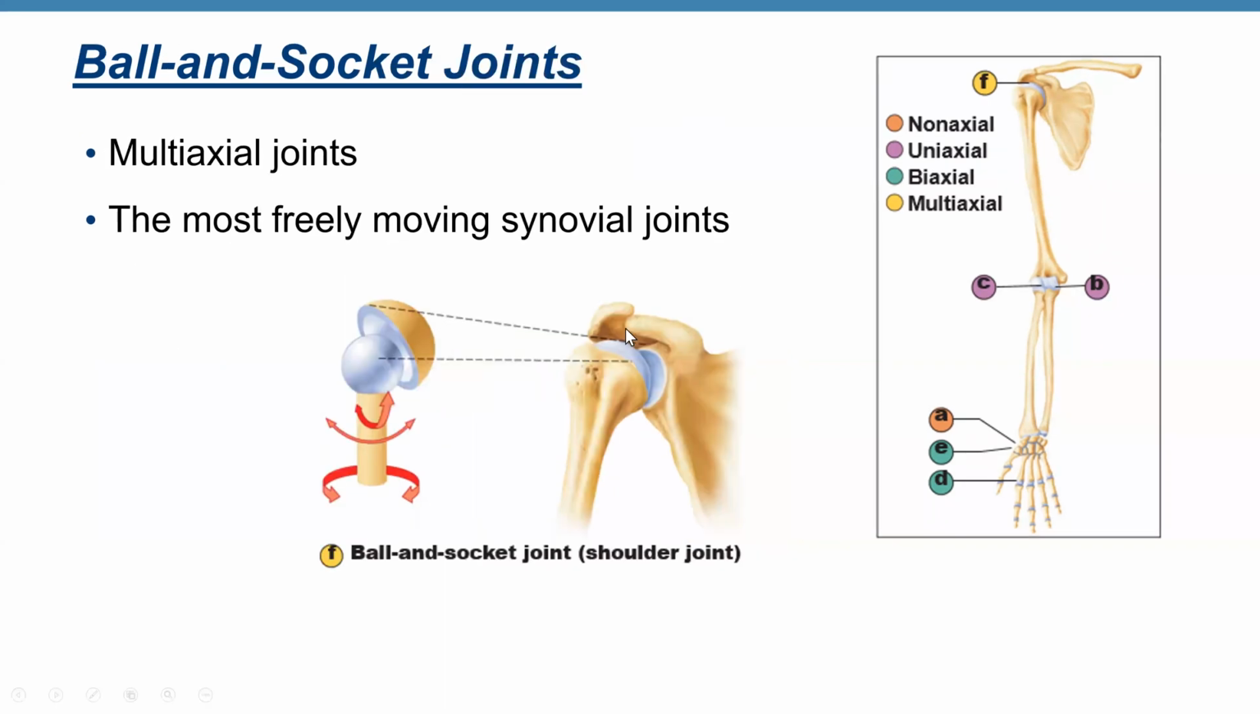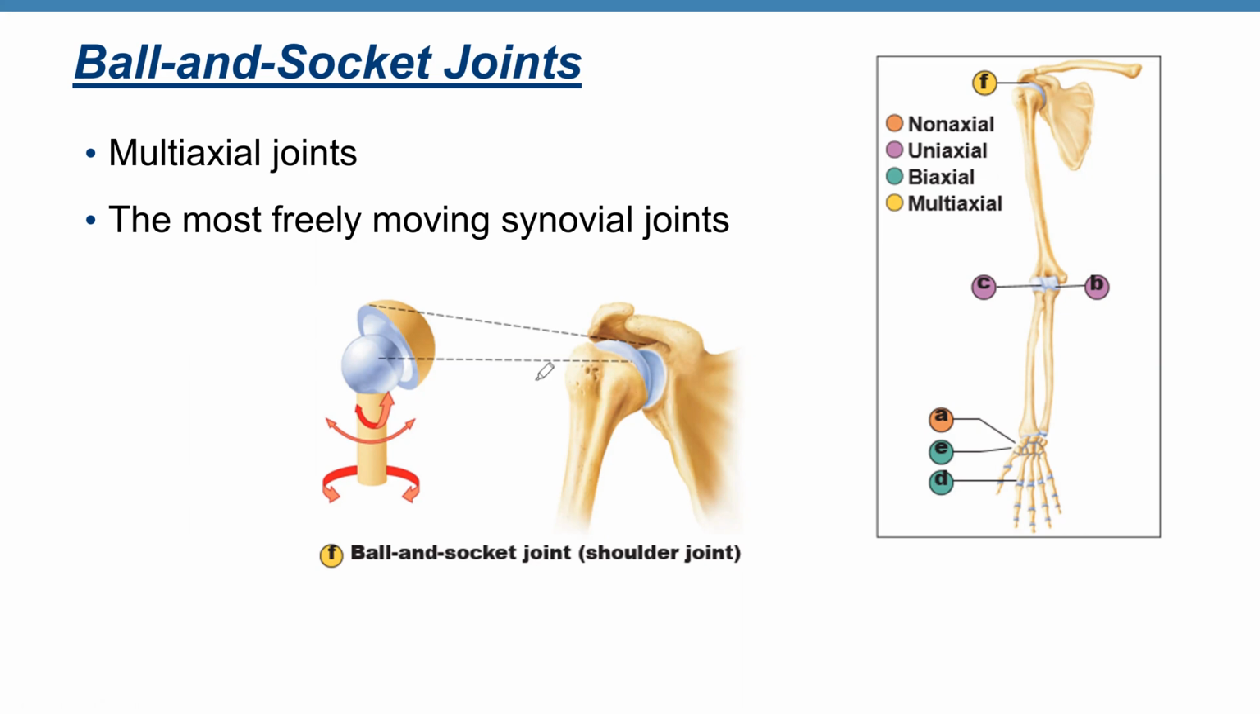Okay, next one, we have the ball and socket joint. That's a multi-axial joint, the most freely movable synovial joint. You will find it in your shoulder joint and your hip joint. This one allows you all the movement, because you have a round head and a socket. In the shoulder joint, the socket is shallow. That's why the range of movement is greater compared to the hip joint. Because in the hip joint, the socket, the acetabulum, is deeper. So the hip joint is more stable, but the shoulder joint is the most movable joint.